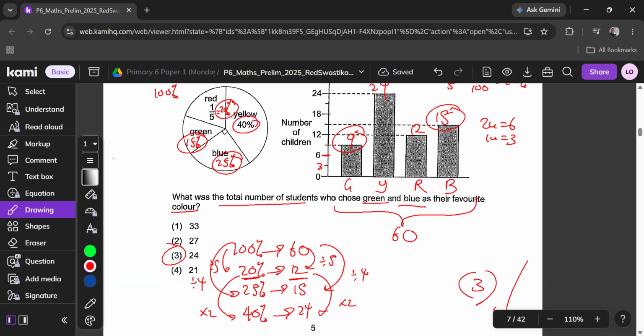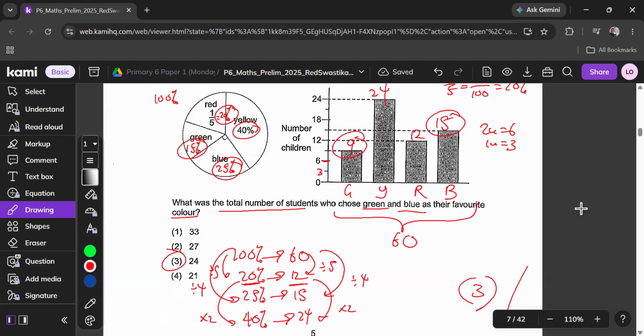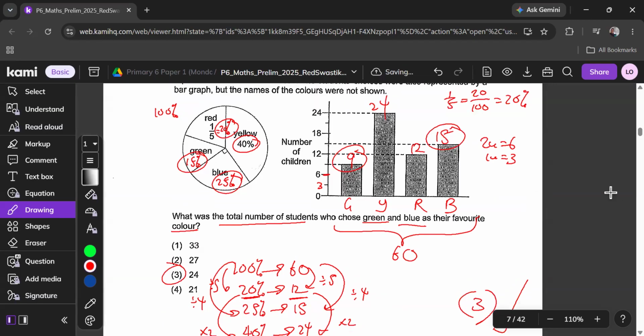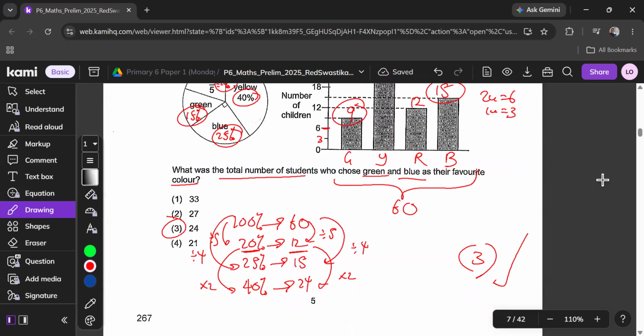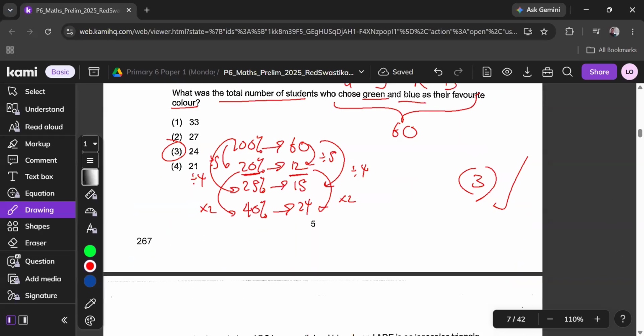Yeah? So this one, of course, some of you may have fewer steps to get the answer. Why did Mr. get so many steps? Because Mr. is teaching thoroughly. Mr. can do much faster than this, but I do it this way so that you understand how to do it. So you can see a lot of steps. Okay, let's go to the next one.